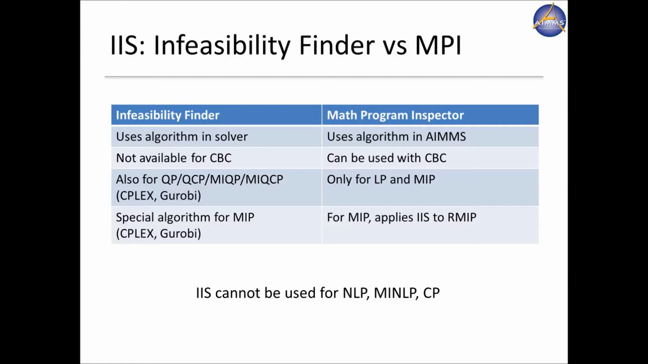Note that to calculate the IIS, the algorithm has to solve multiple times an MIP if your original problem was an MIP. So if your original problem is a large and difficult MIP, then calculating the IIS for that MIP might be very, very hard to do. So it might sometimes take some time. And as I said before, the IIS can only be used for linear problems and quadratic problems, so it cannot be used for NLP, mixed integer nonlinear programming, or for constraint programming.